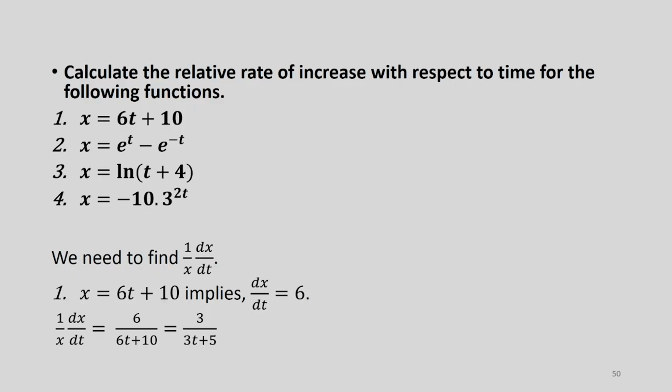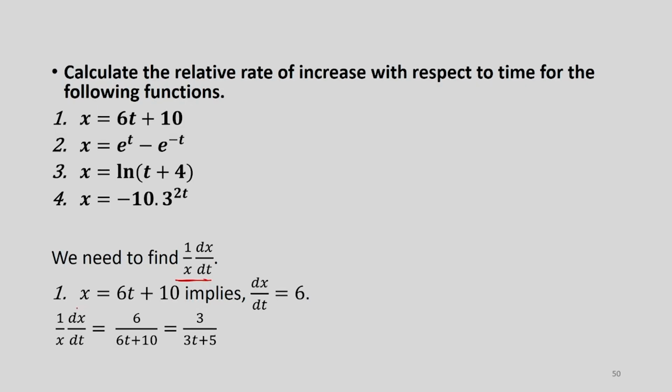So, in this case, four functions are given to us. x is the dependent variable and t is the independent variable. We have to find out this 1 divided by x multiplied by dx/dt. This is the growth rate or the relative rate of increase with respect to time.